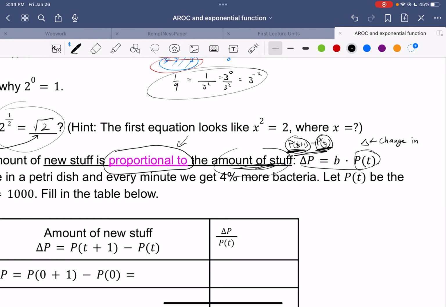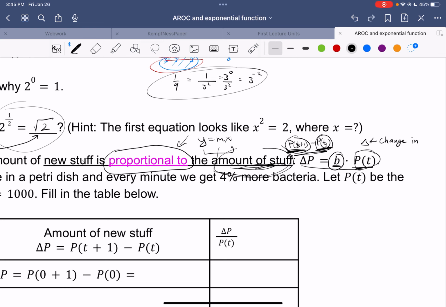It means exactly this. It means there's a number where if you multiply that number with one of your things of interest, in this case the amount of stuff, you'll get the other thing of interest. y equals mx. This is a proportional relationship. y is proportional to x. And it's because there's some number m that'll bring you between the two when you multiply.